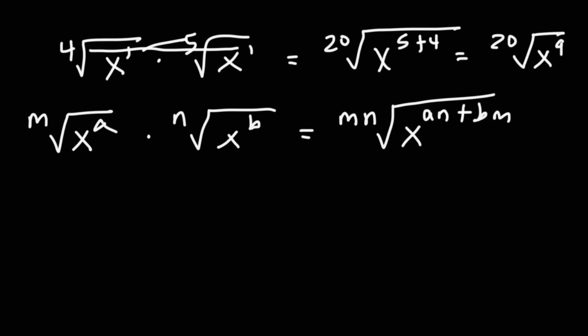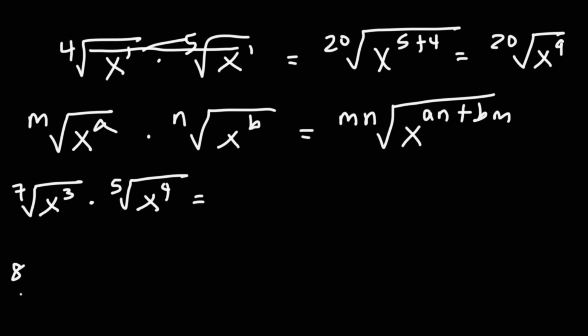So using that formula, go ahead and try these two examples. Let's multiply the 7th root of x to the 3rd power with the 5th root of x to the 4th power. And you could also try this one. The 8th root of x to the 5th power multiplied by the 7th root of x to the 9th power.